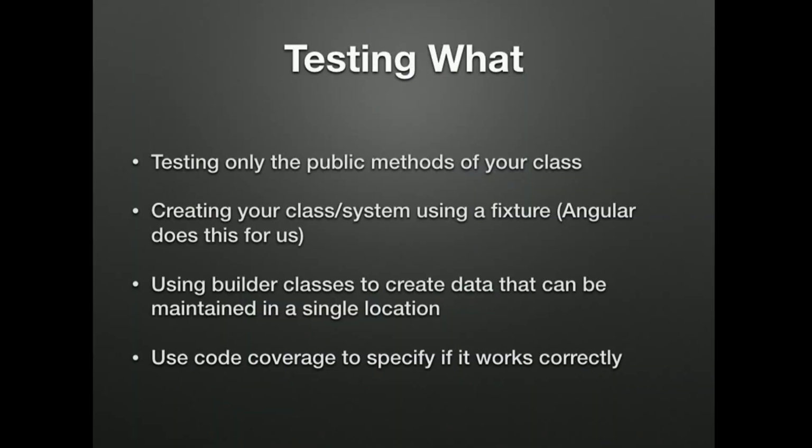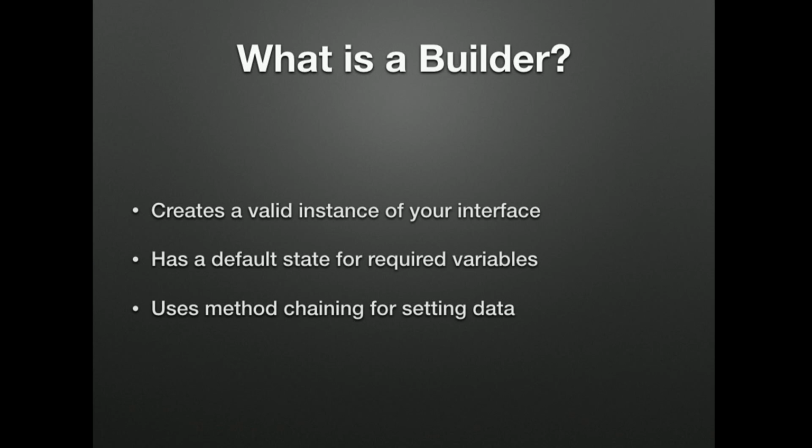And then it can help us a lot with code coverage, because let's say we have a class that has a single public method. We end up with maybe 10 to 15 private methods. We can verify all of those are being hit by the different tests using our code coverage. So as far as what a builder is, this is very simple. It just creates a valid instance of your interface, has a default state, and then uses method chaining for setting of data so that you can set all the data in a fluent manner.